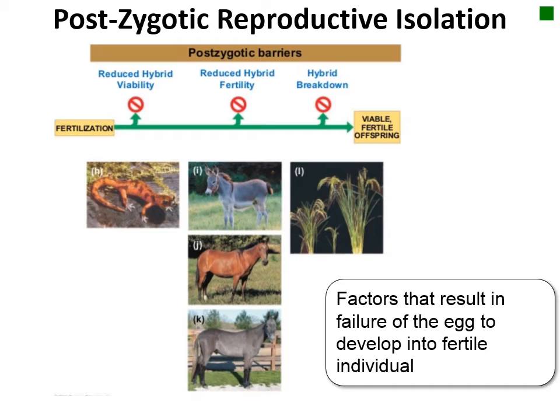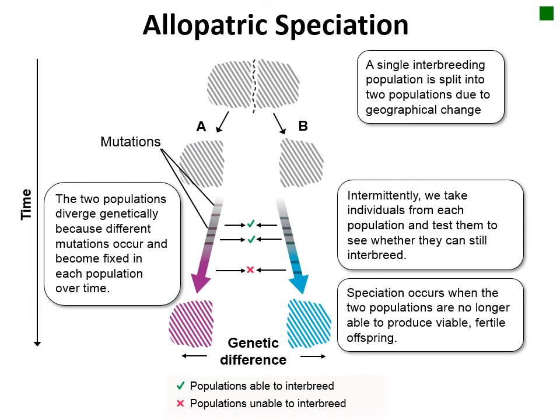The third postzygotic method is hybrid breakdown, where the offspring of two different species may be able to mate, but the F2 generation is not. This occurs more often in plants than we'd see in animals. Populations evolve to become reproductively isolated from each other and thus evolve into different species. This occurs because once they are separated from each other, random mutations which occur over time appear in each population, causing the two to genetically diverge. Eventually, the two populations will have enough genetic differences that they are unable to interbreed.